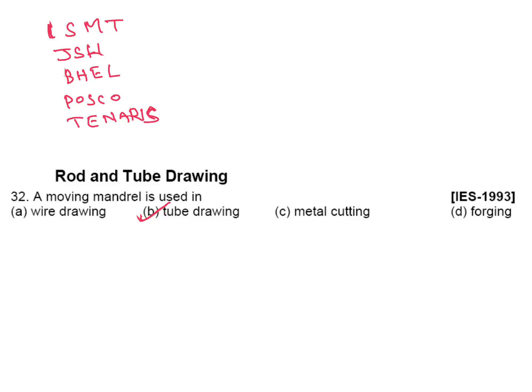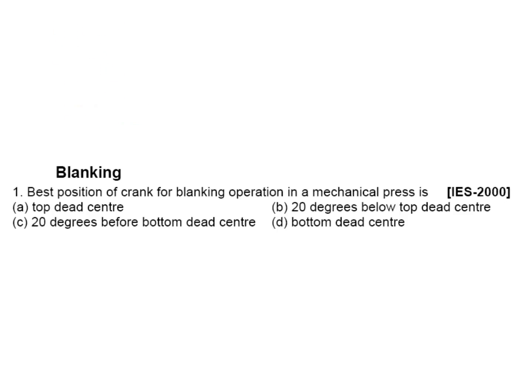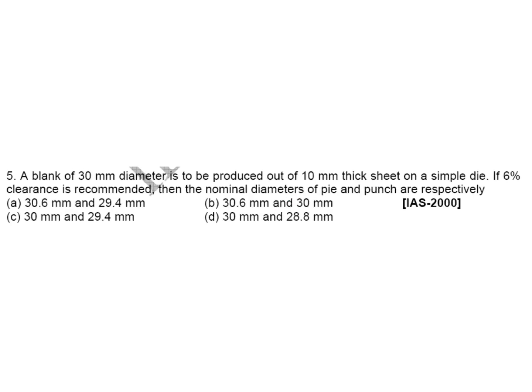This question is from sheet metal operation. The best position of the crank for a blanking operation in a mechanical press is 20 degrees below top dead center. A blank of 30 mm diameter is to be produced out of a 10 mm thickness sheet on a simple die. If 6% clearance is recommended, then the nominal diameters of the die and punch are respectively how much?